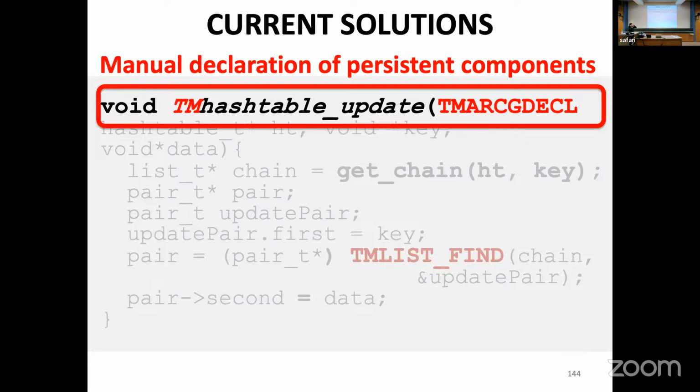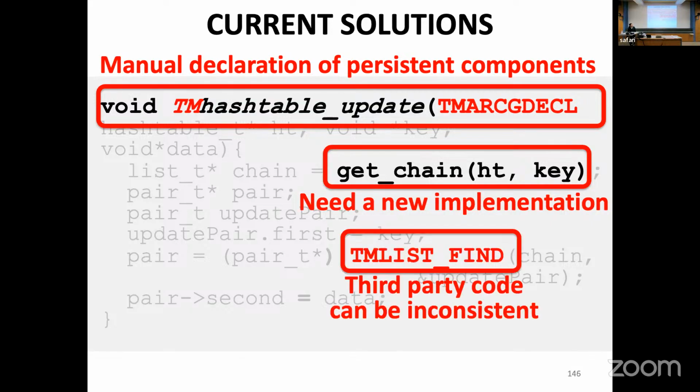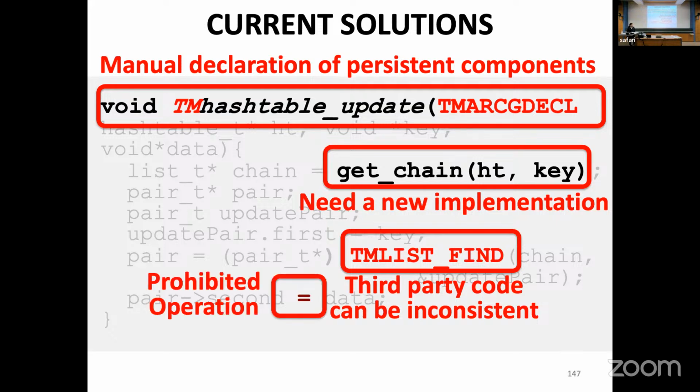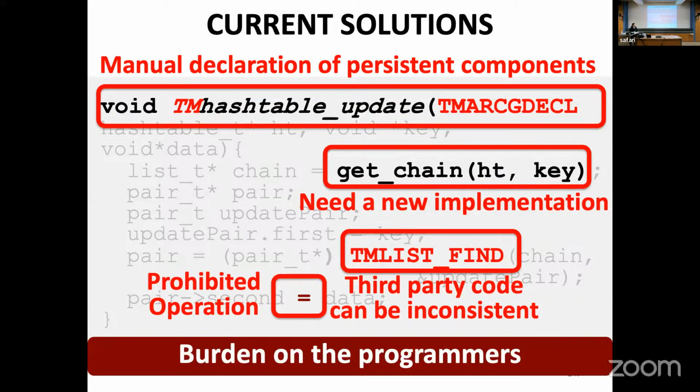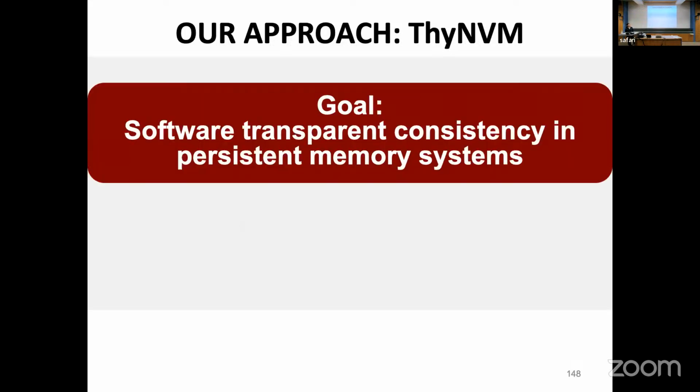So we need to manually declare the persistent memory components, and also we need a new implementation of this one. Also, the third-party code can be inconsistent, and there are some prohibited operations. So as you can see in these examples, there's a lot of burden for the programmers to use this kind of memory. And here's an approach that we propose.